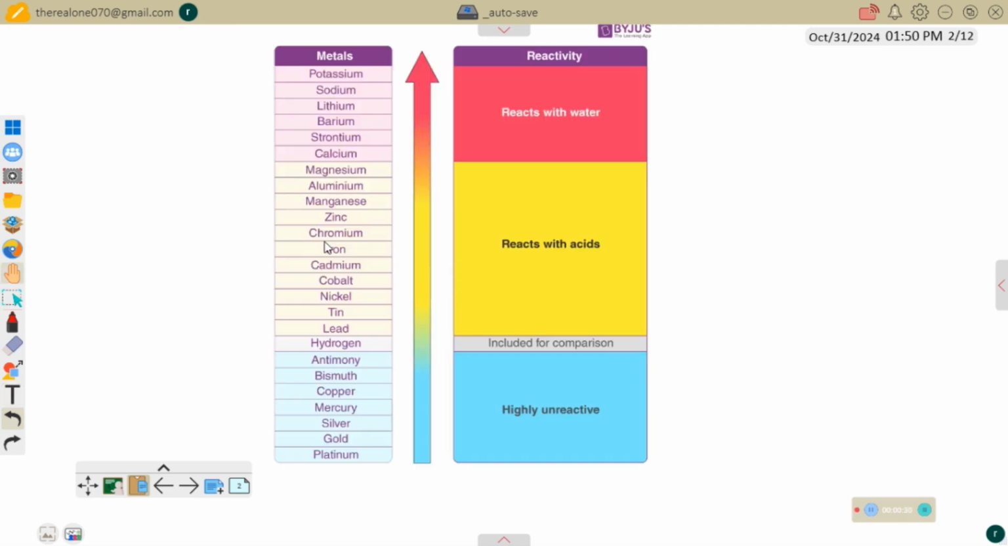Now, consider the activity series on the screen. This is the position of hydrogen in the activity series. Those metals that are higher above hydrogen in the activity series are more reactive than hydrogen, while those that are below are less reactive than hydrogen. The most reactive metal in the activity series is potassium, and the least is gold and platinum. So those above are highly reactive, while those below are highly unreactive.